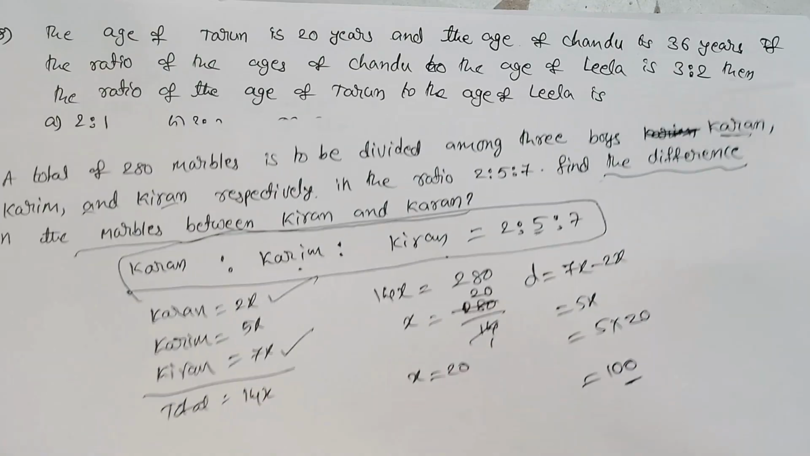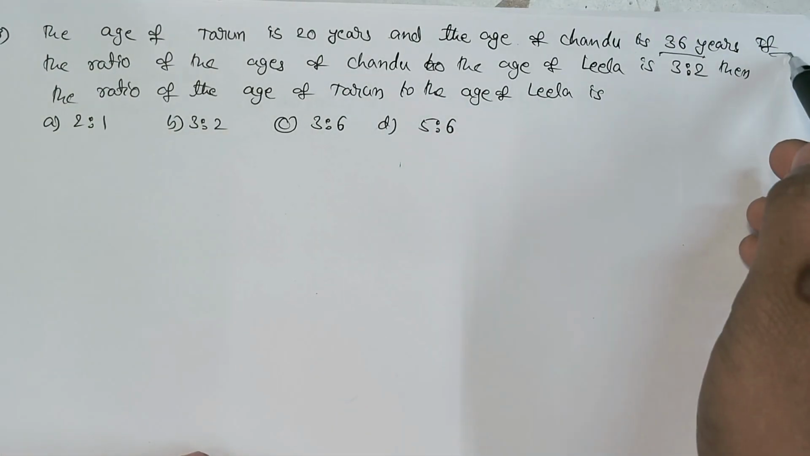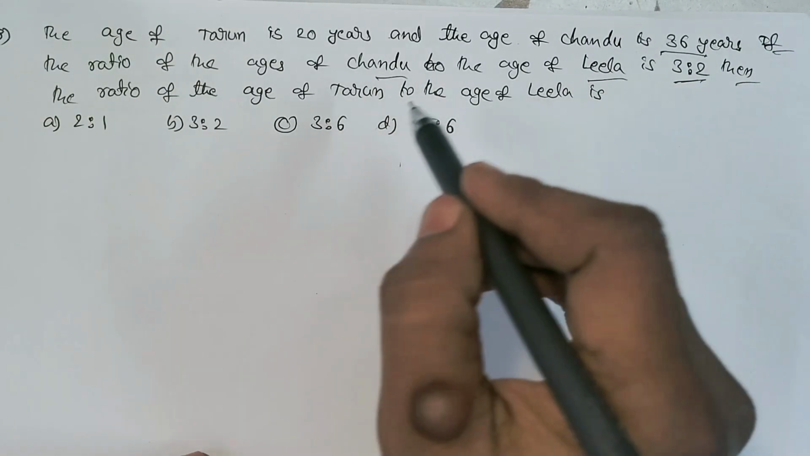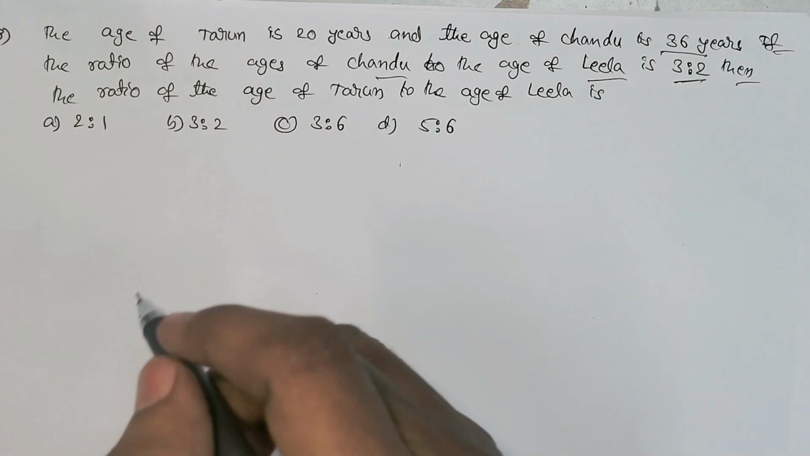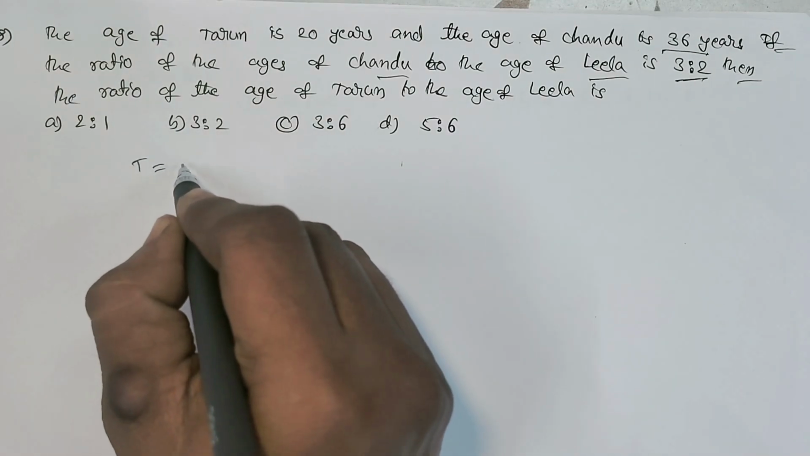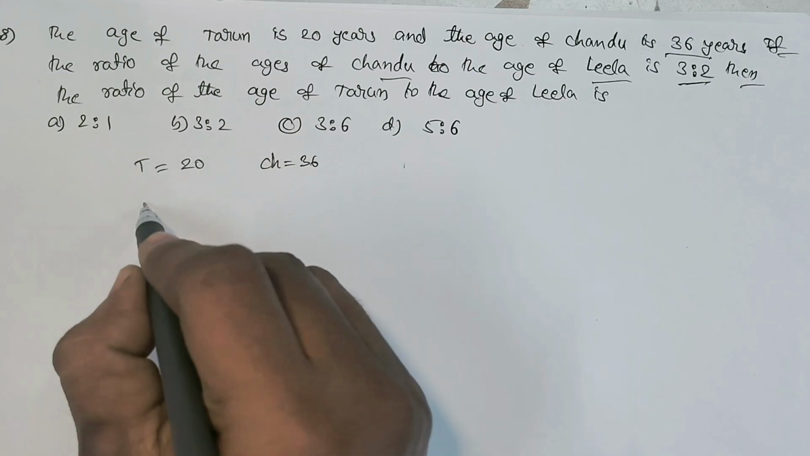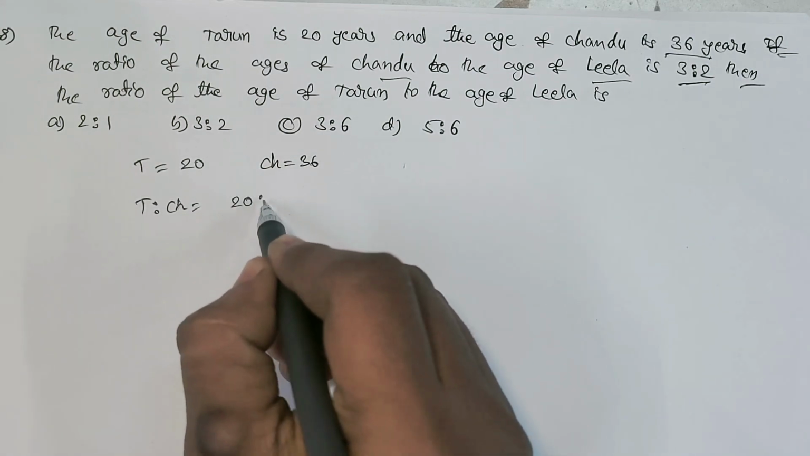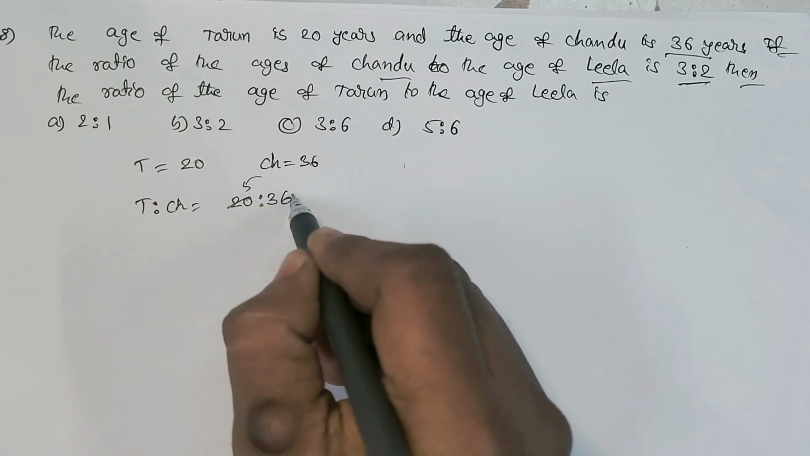Now let us see the next question. The age of Tarun is 20 years. The age of Chandu is 36 years. If the ratio of the ages of Chandu to Leela is 3:2, then the ratio of ages of Tarun to Leela is what we are asked to find out. Okay, we have given that Tarun's age is 20 and Chandu's age is 36. Now I'm going to find the ratio between Tarun and Chandu. So 20:36. Both are divisible by 4: 4 5s are 20, 4 9s are 36.